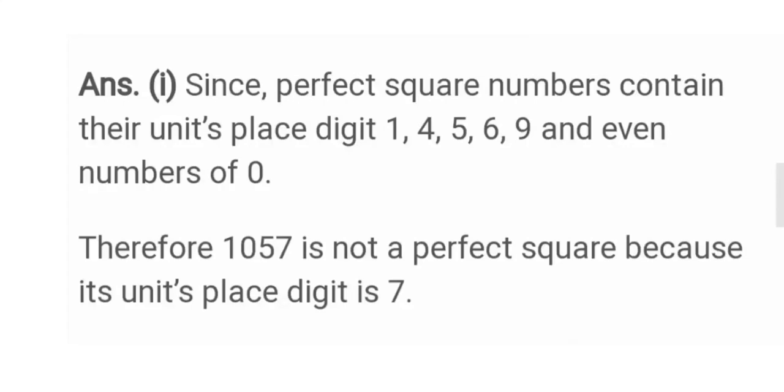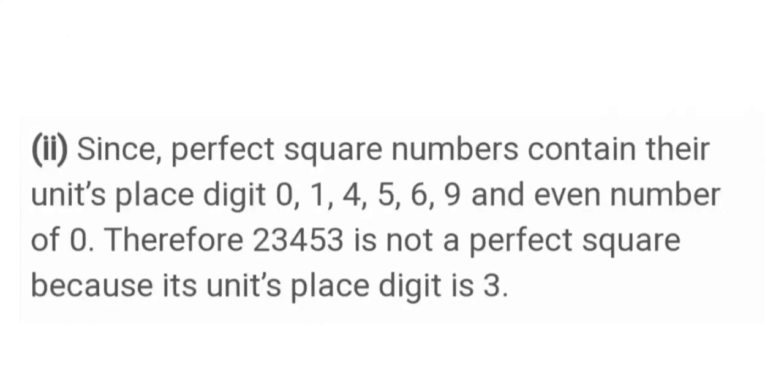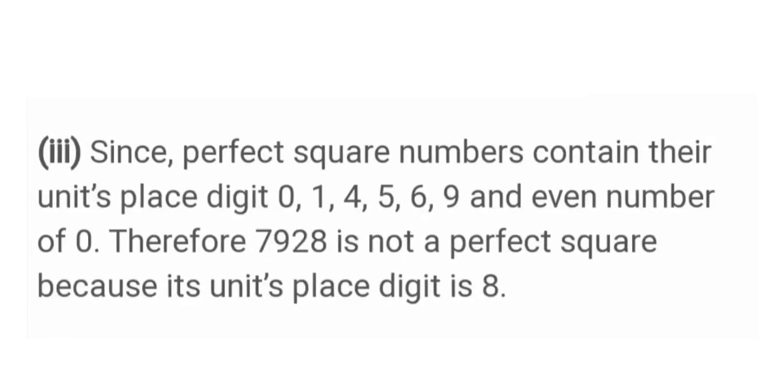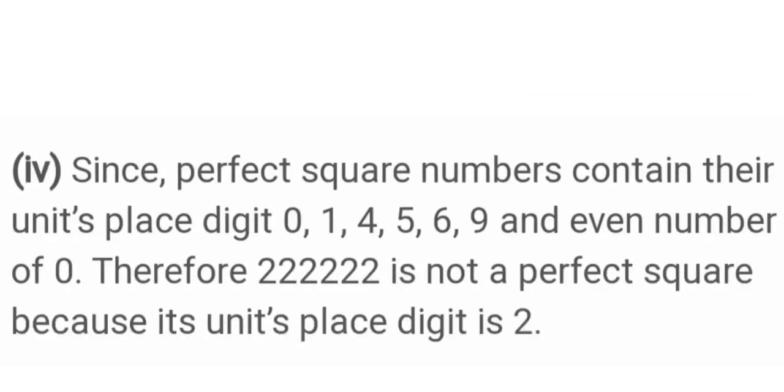See the second one, 2, 3, 4, 5, 3. Here the unit place digit is 3, so again it cannot be a perfect square. Next one, 7928. Here unit place digit is 8, so again it cannot be a perfect square. Next one, how many times 2 is here? It is 6 times 2. And the unit place digit is 2. So therefore it cannot be a perfect square.